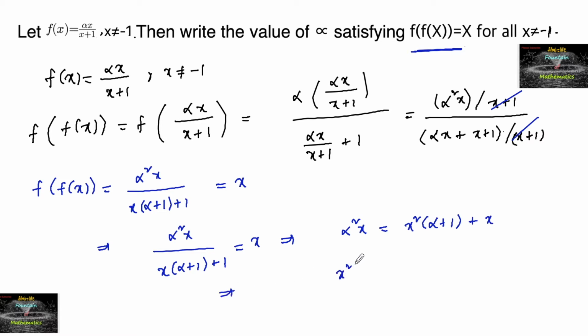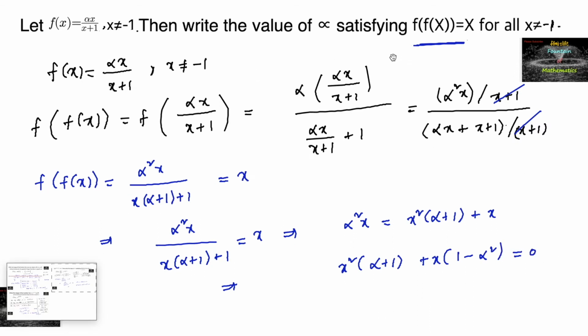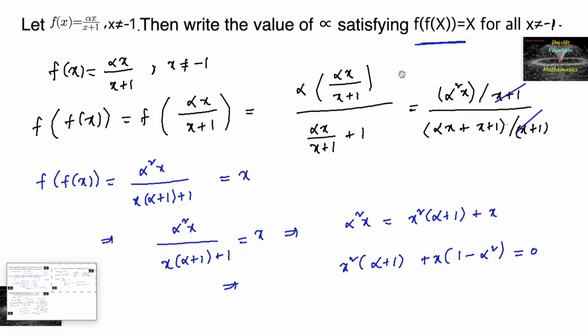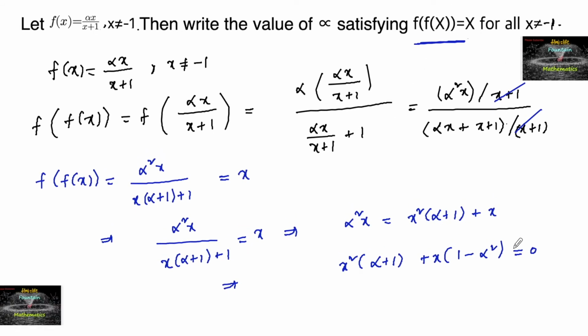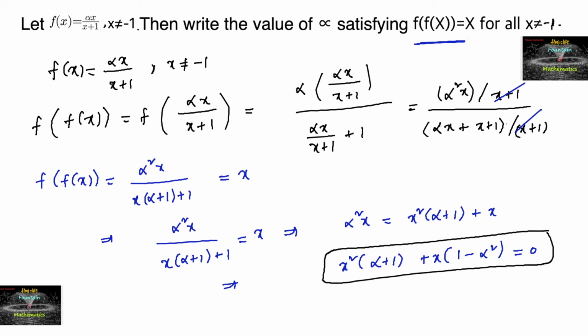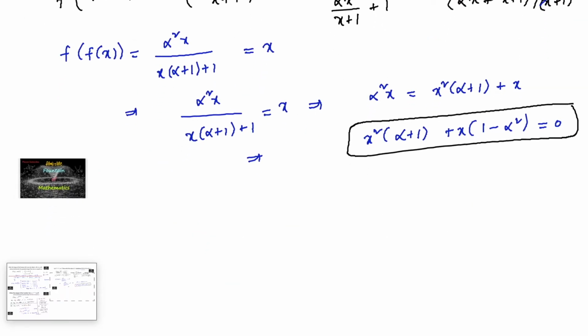So we can also write x square of alpha plus 1 plus x of 1 minus alpha square, which equals 0. So from here, since it is satisfying f of x is equal to x and we need the value of alpha, for every value of x it should be an identity. So let us consider the coefficient of x square must be equal to 0 and the coefficient of x must be equal to 0.